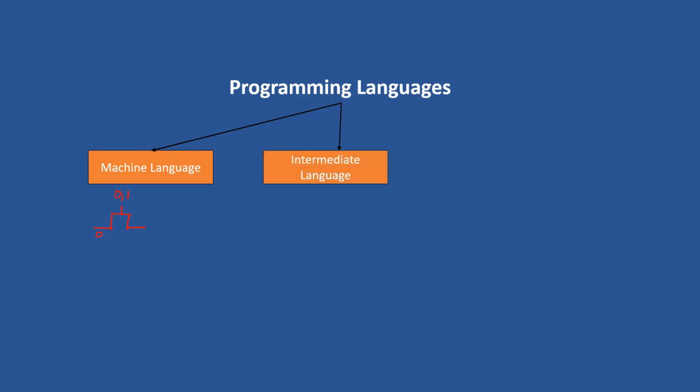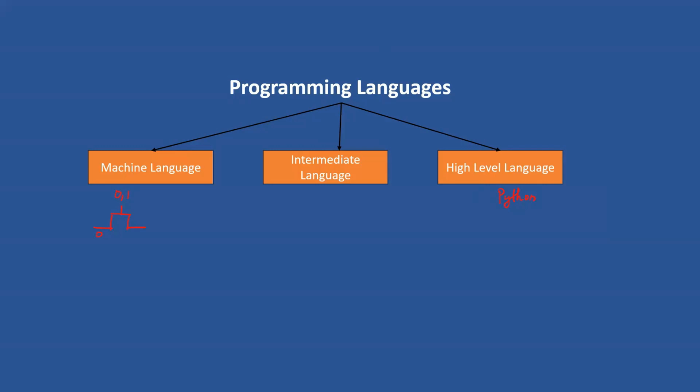Next is the intermediate language. When we are trying to interact with the computer, we cannot interact in machine language, right? So we interact in a high level language, for example, the language that we are going to learn, Python. This is a high level language. It is almost similar to the English language. We use a lot of English words itself, so humans can understand it.